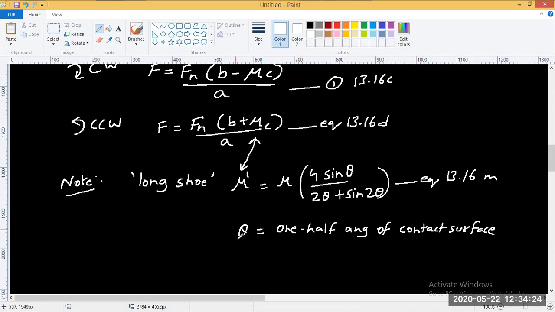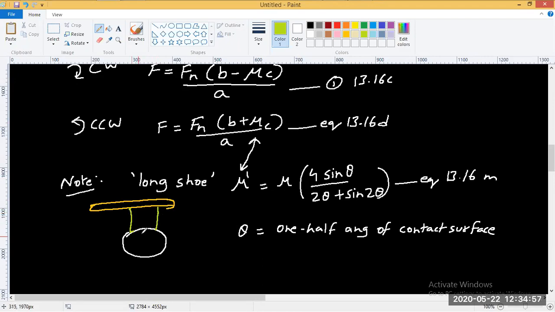So this data will usually be given in the question. If the question mentions it's a long shoe, that means this theta will be given, and what is the deflection of that longer shoe. Suppose we have the shoe like this, and let's say we have this drum, the lever in this fashion. And you have that shoe. So you have a very long shoe, let's say like this.